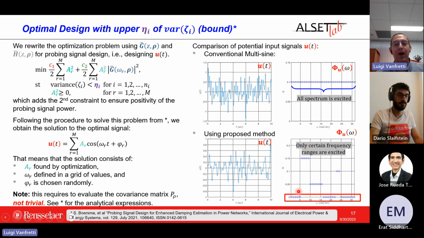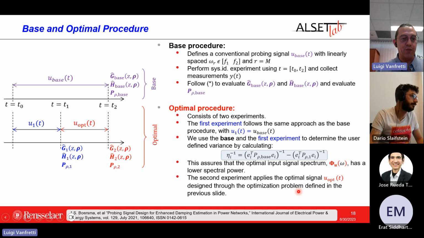Okay. All right. So how do we apply this methodology? We will do two things. We'll have a base procedure, so a first experiment that gives you a base knowledge of what the base is.